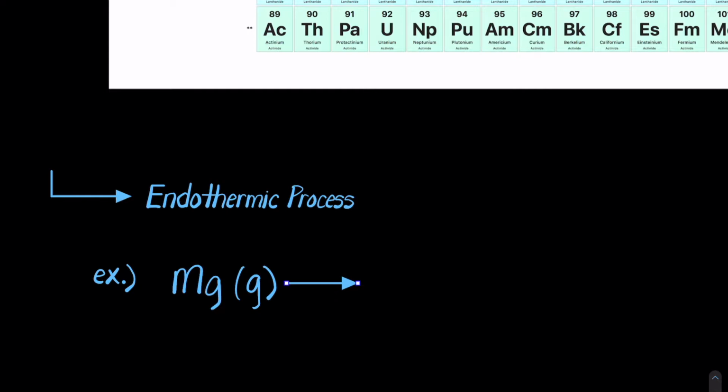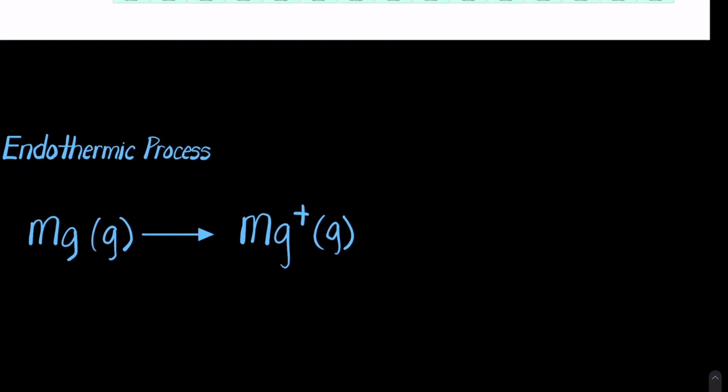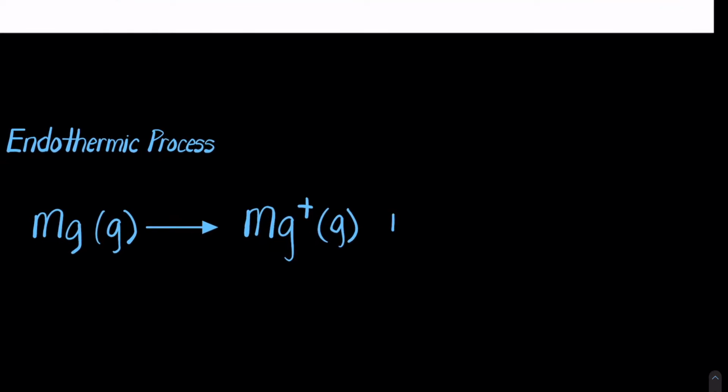Goes to Mg plus gas plus an electron. So that would be the first ionization energy.